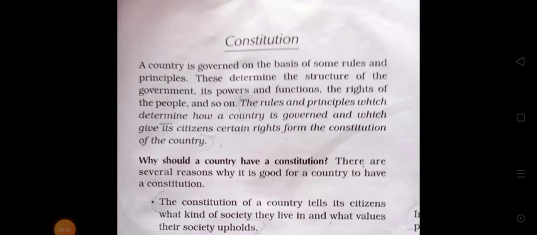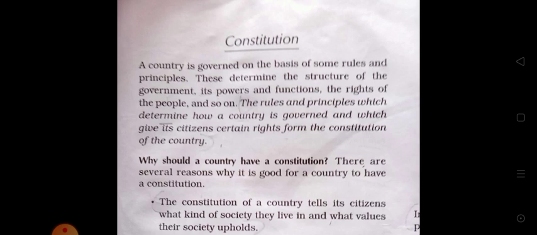We are going to learn about our constitution, the Indian constitution. Before starting, we can look at what a constitution is.